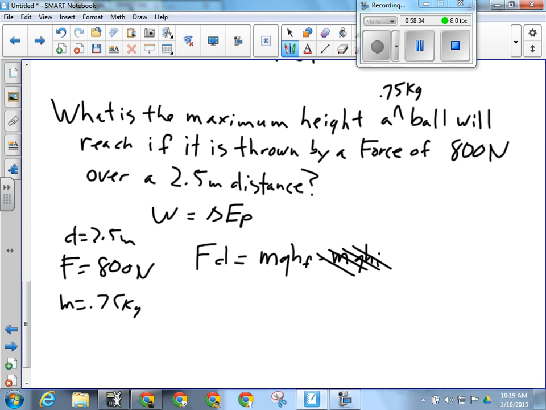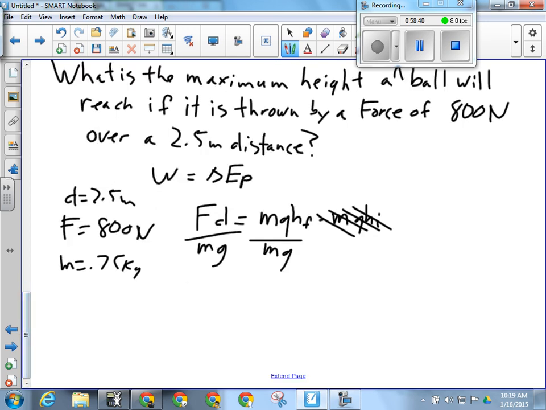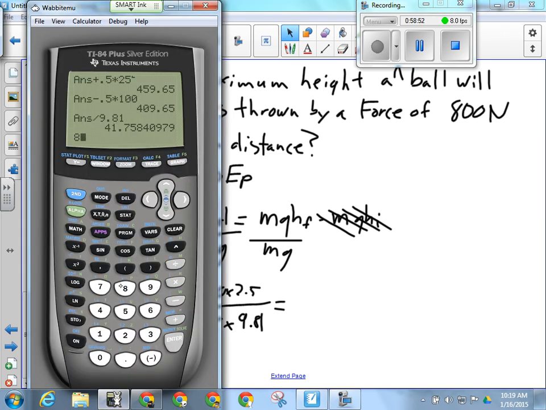What do I have to move? Divide by mg. So when I plug in my numbers, I'll have 800 times 2.5 over 0.75 times 9.81. I'm getting the feeling this is going to be ridiculously high, but I'm going to do it separate. Now I'm going to put the bottom in brackets. 0.75 times 9.81. Yeah, nobody throws a ball that high. So 271.8 meters.